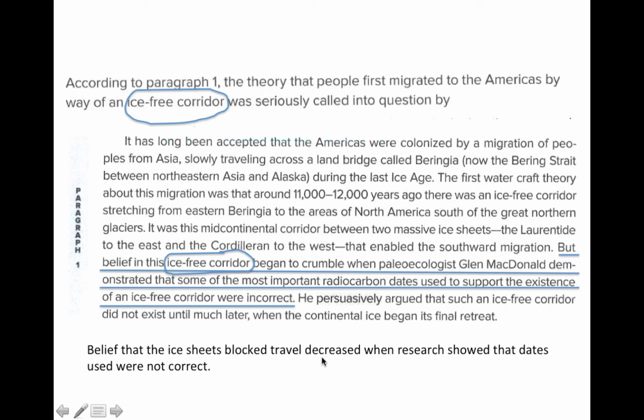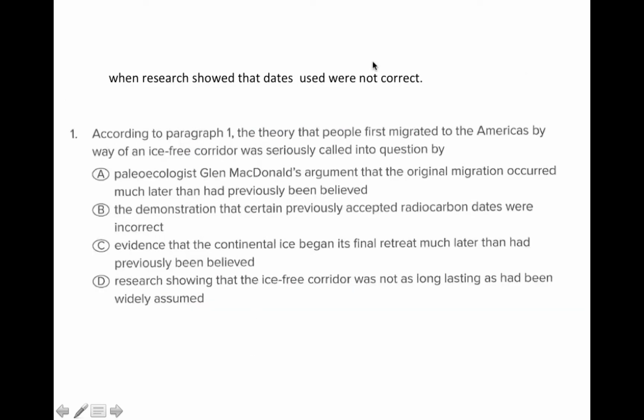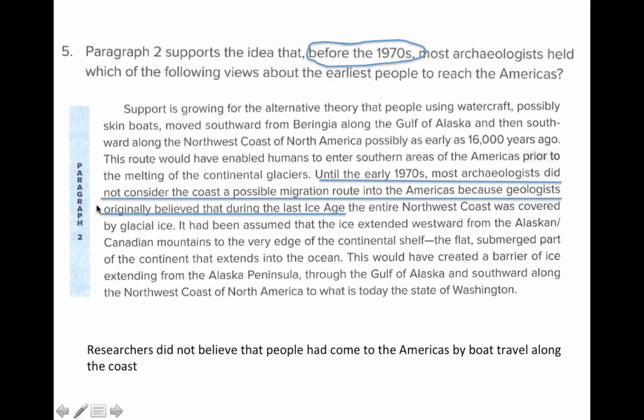So belief that the ice sheets block travel decreased when research showed that dates used were not correct. Once I understand this idea, then I can go back to my answer choices, and I'm just looking for the answer choice that best summarizes this information. So when I go through that, which of the answer choices talks about dates or radiocarbon dates? This answer choice here. None of the other answer choices talk about dates, so I don't even need to read them very carefully. I know that they are not correct and that B is the correct answer.